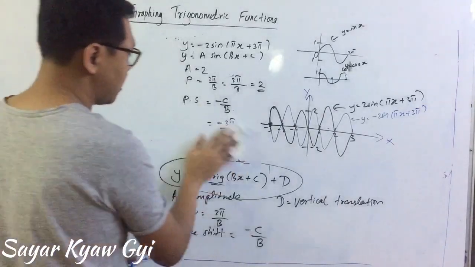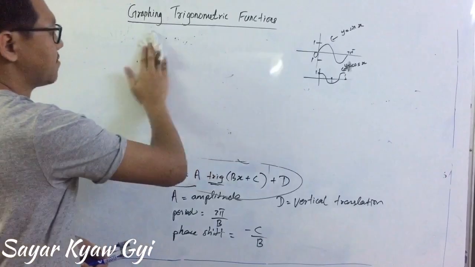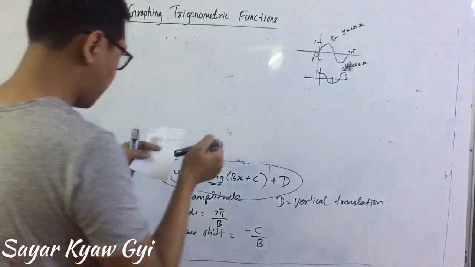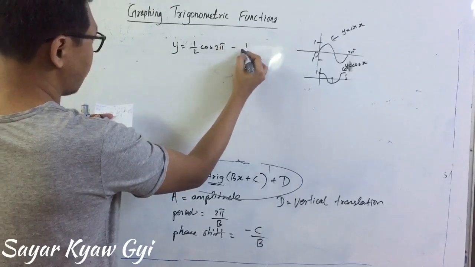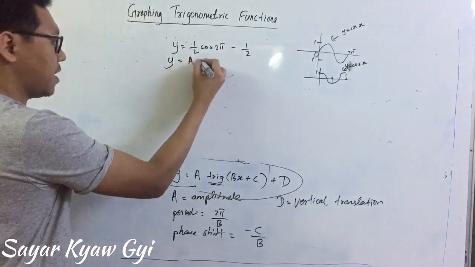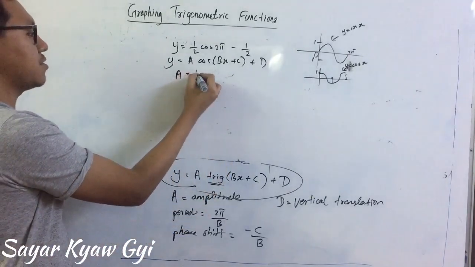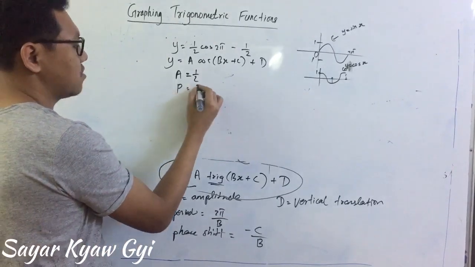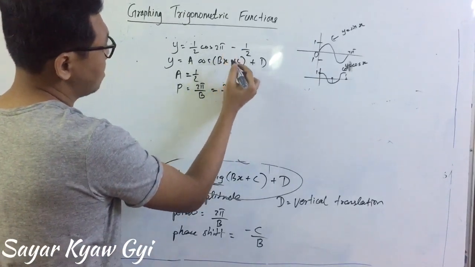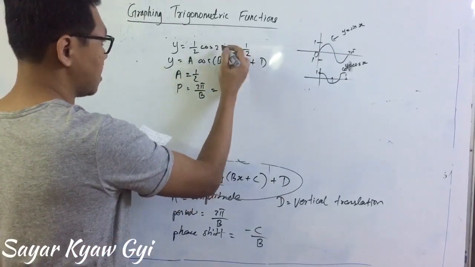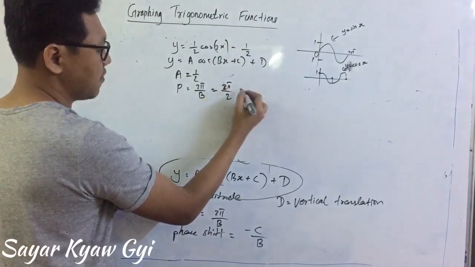Okay? So let me erase this. Let me do another graph, another example to help you understand better. This one will be y equals half cos 2x minus 1 by 2. As usual, I'm going to compare with a cos(bx plus c) plus d. So a would be 1 by 2 here, and the period is 2 pi over b. b is 2 here, so this is cos 2x. So the period is 2 pi over 2.